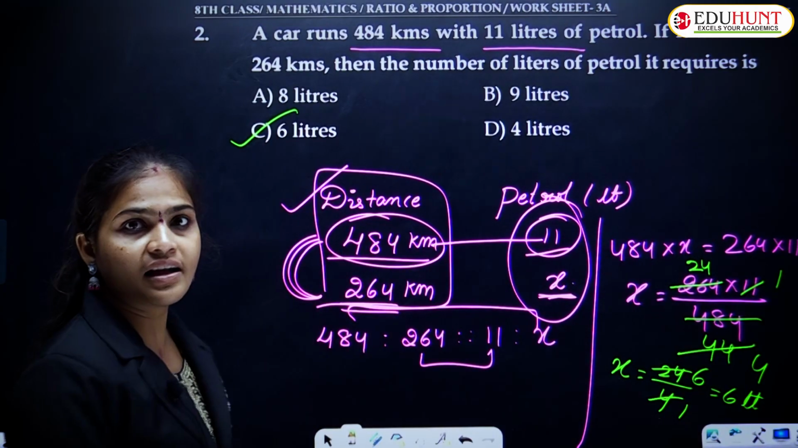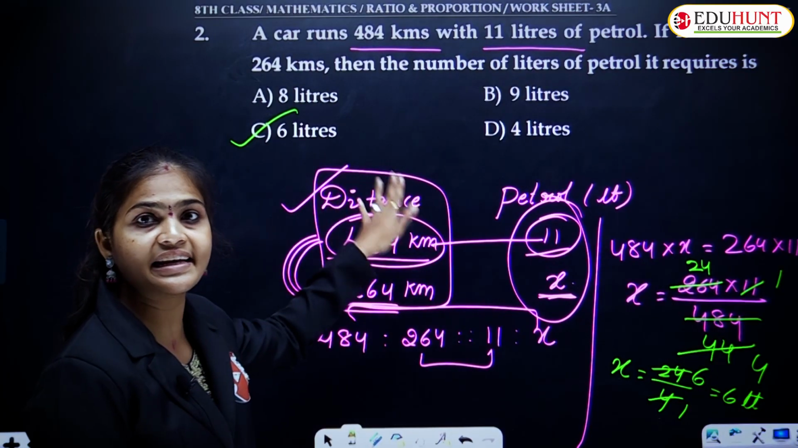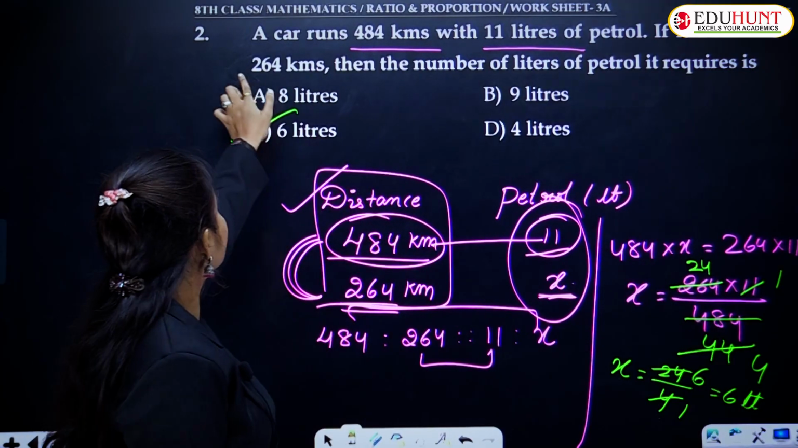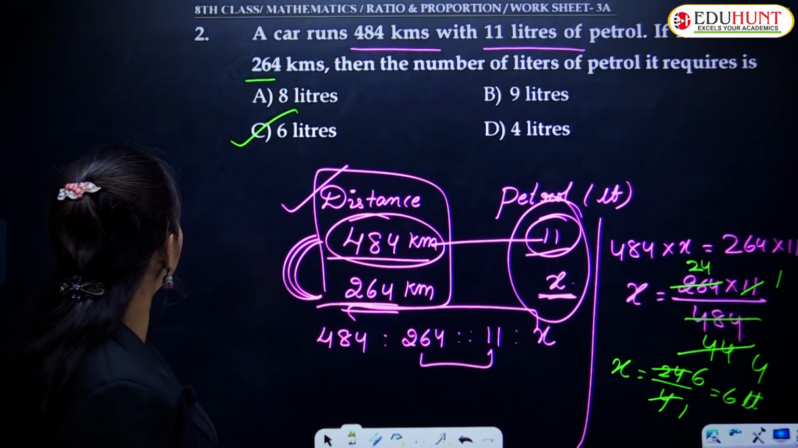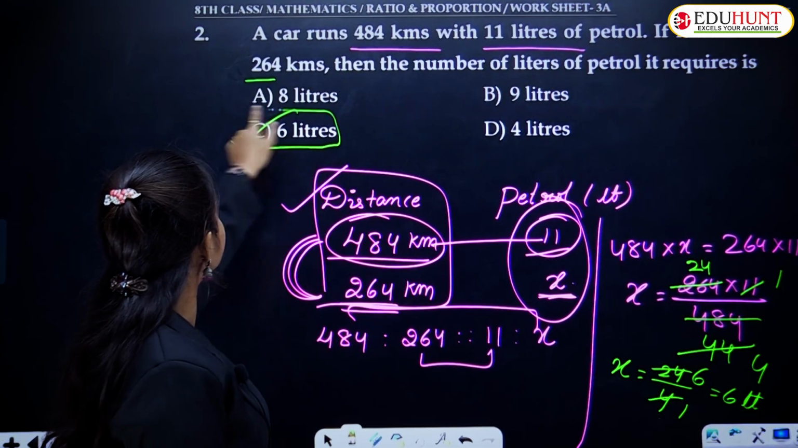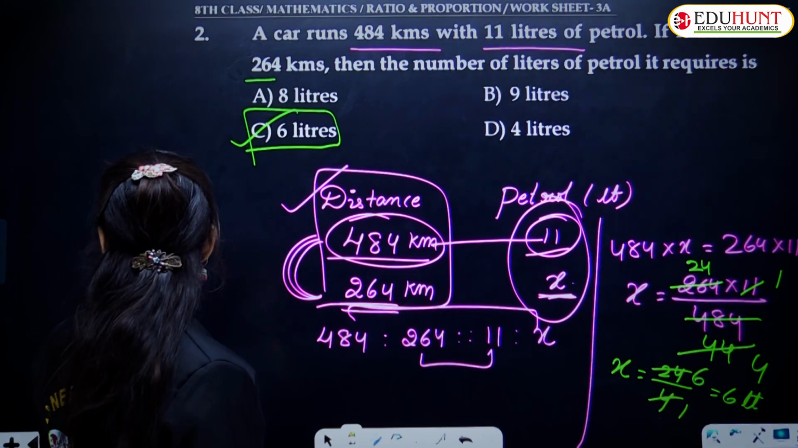So a car consumes 6 liters of petrol to cover 264 kilometers. Understand? So what is the answer here? Option C is the correct one. Am I clear, children? So let us see the next question.